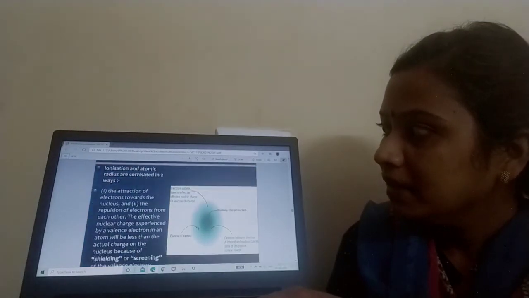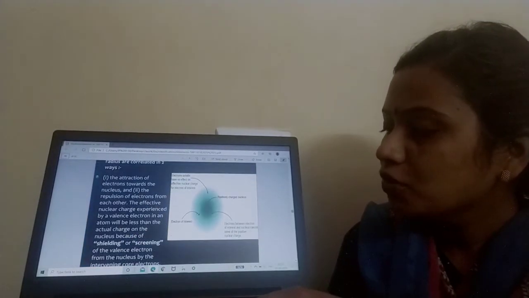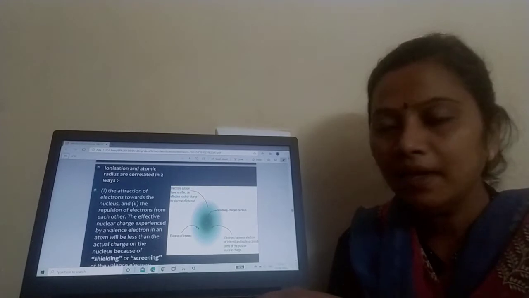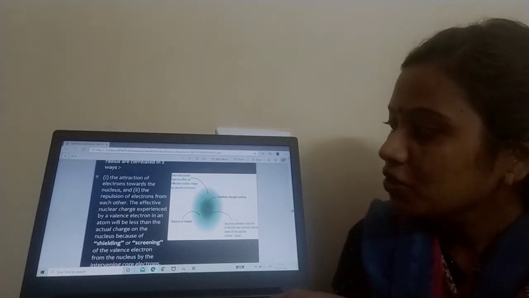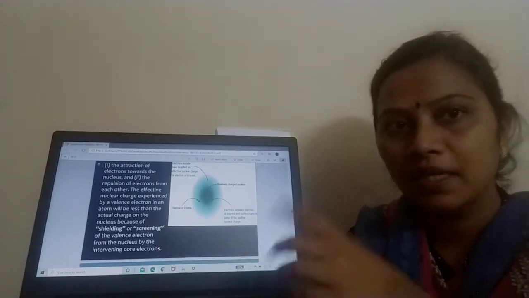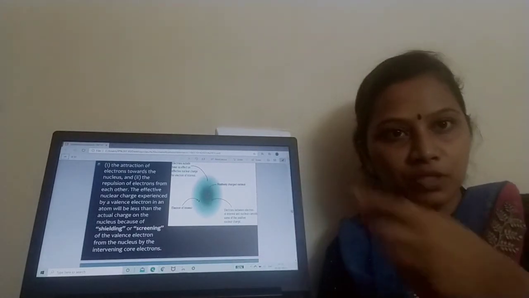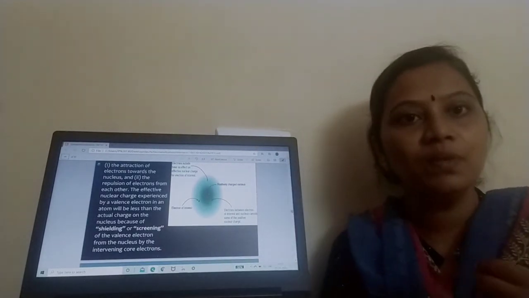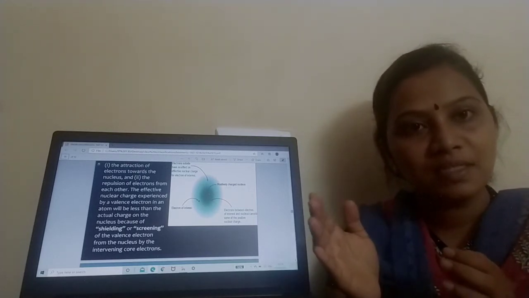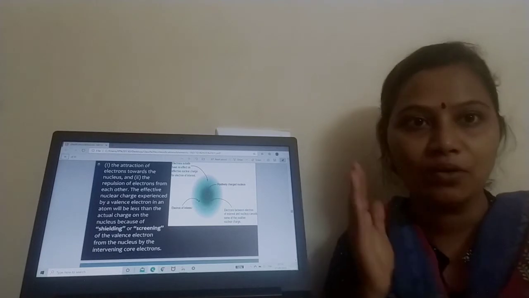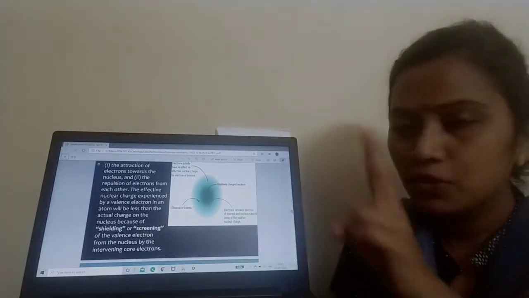And this is a picture which is going to correlate our atomic radii and ionic radii. First is the attraction of electrons towards the nucleus. Electrons are negatively charged and nuclei are positively charged, so there is a net attraction between the electrons and the nuclei. And what happens between the electrons? There is a net repulsion between electron-electron pairs. So that's the two points.